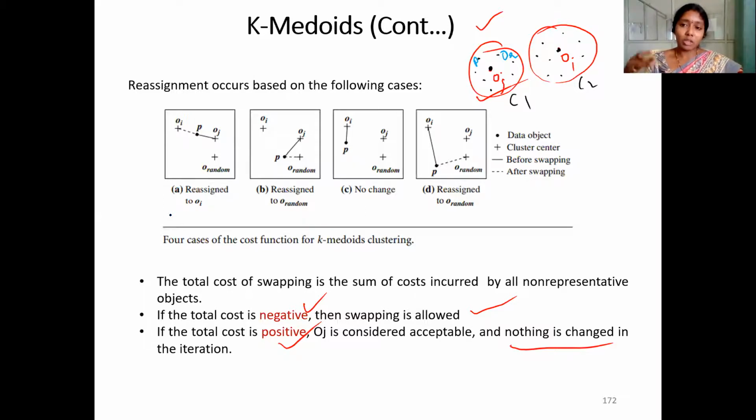So here P is a general object, one of the objects present in the cluster, and oj is the already selected medoid, and O random is the newly selected medoid. Now we need to first evaluate whether this is a good move or not. That is a different case. I'm not talking about that. I'm just talking about how to reposition a particular object of a cluster whenever there is a change of medoid.